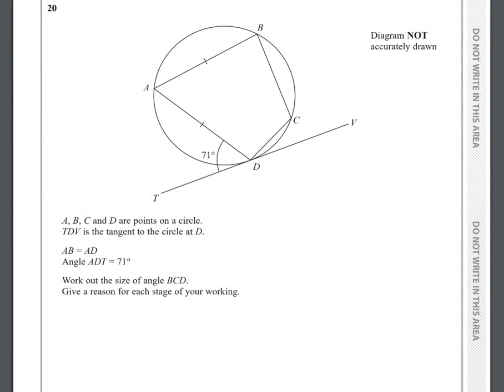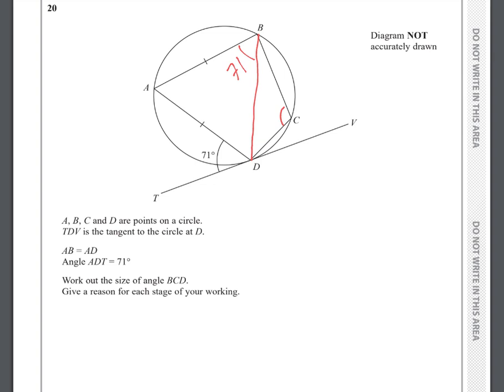So, A, B, C are points on a circle, TDB is a tangent to the circle at D, AB is AD, and angle ADT is 71. Work out the size of angle BCD. BCD is this angle here. What we've got here is what looks like an isosceles triangle if I join this up. So let's put that one in. So we know that this angle 71 is this angle 71. That is by the alternate segment theorem.